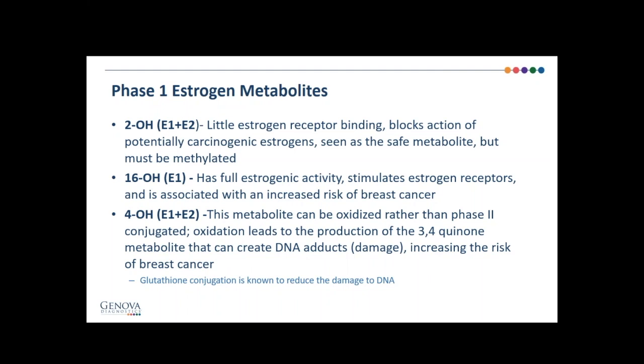Now, in that situation, you want to minimize oxidative stress, to minimize the oxidation of that phase 1 4-hydroxy so that it's not oxidized into the quinone. So anything you can do to limit oxidative stress. Also, glutathione S-transferase is an enzyme that can reduce the damage to the DNA. It won't lower the amount of the 3,4-quinone, but it can lower the DNA damage.